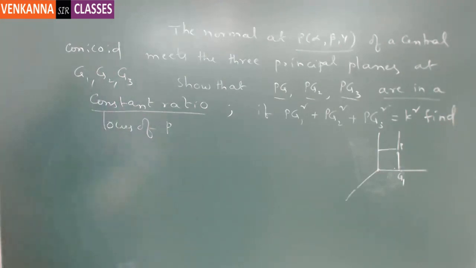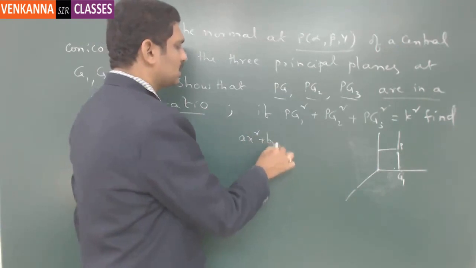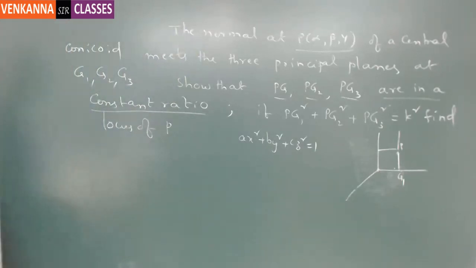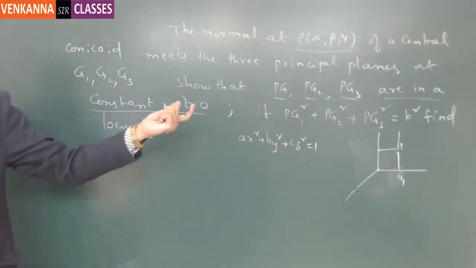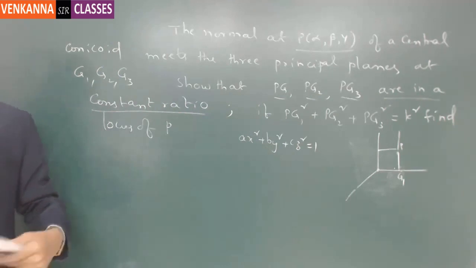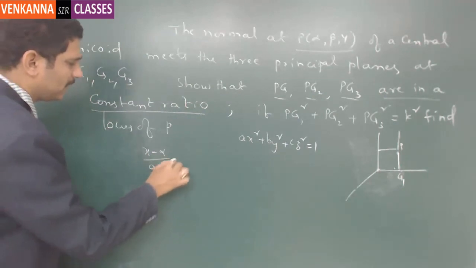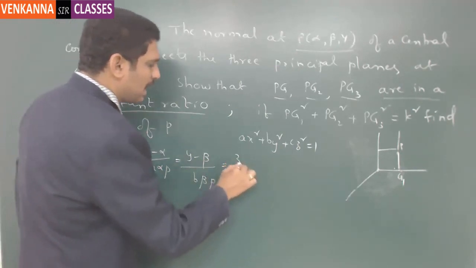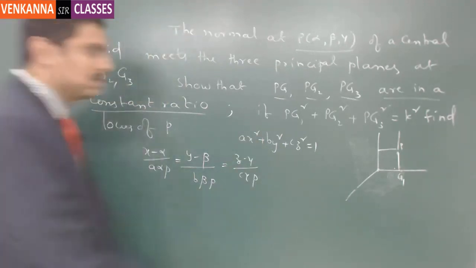Right. Now, at the first place, I want to write the conicoid equation, which is nothing but ax square plus by square plus cz square equal to 1. Please understand, I am considering the distances here. So, I am writing the normal equation, which is given by (x minus alpha) by a alpha p, (y minus beta) by b beta p, and (z minus gamma) by c gamma p. This is the equation of the normal at this point P.